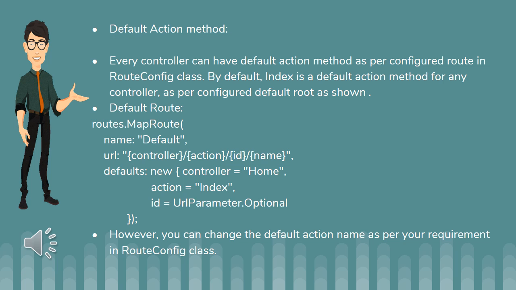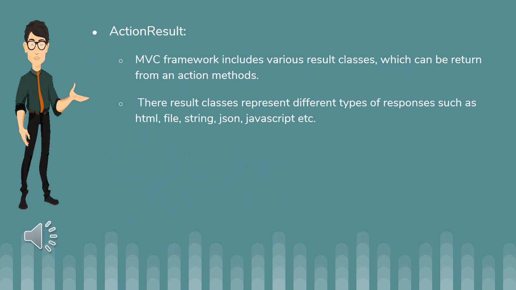Every controller can have a default action method as per the configured route and route config class. By default, Index is the default action method for any controller, as per the configured default route. However, you can change the default action name as per your requirement in the route config class. Action result: the MVC framework includes various result classes which can be returned from action methods.